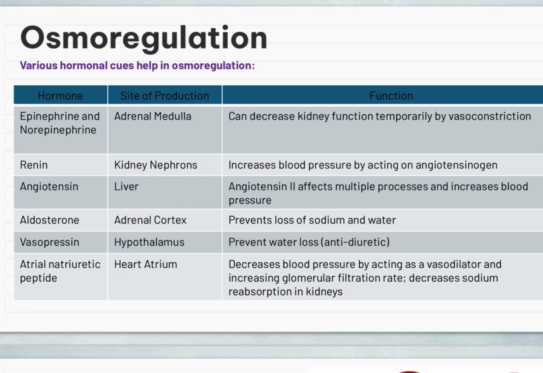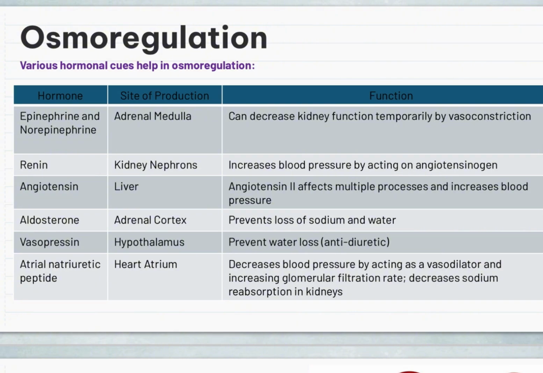Osmoregulation includes various hormonal cues that help in the process. Epinephrine and norepinephrine can decrease kidney function temporarily through vasoconstriction. Renin increases blood pressure by acting on angiotensinogen. Angiotensin affects multiple processes and increases blood pressure. Aldosterone prevents the loss of sodium and water.